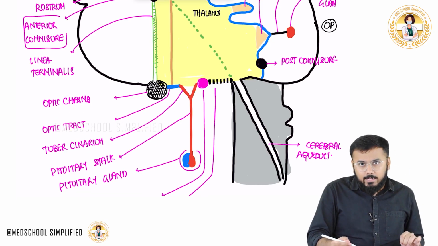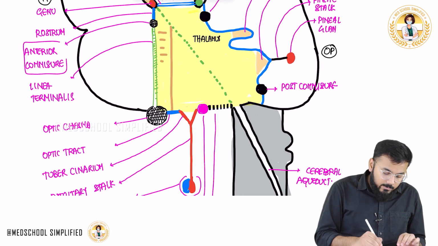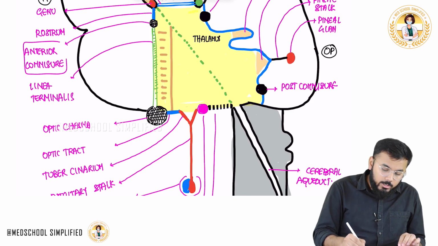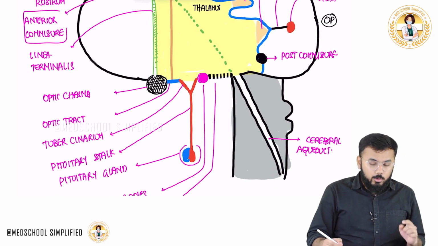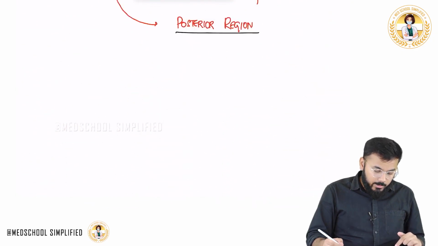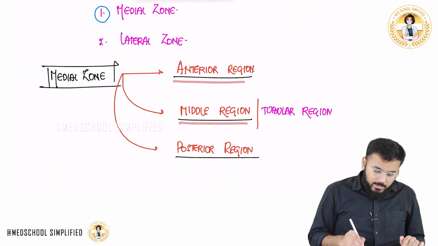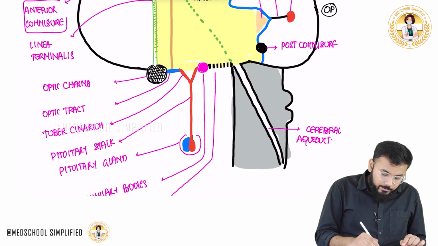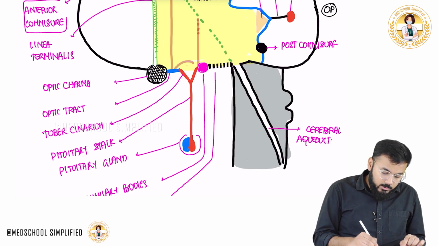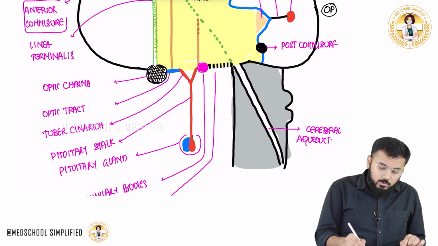So this is the anterior part. You see this entire part which is located above your optic chiasma is called the anterior part. Then where is the middle part? I have told you anterior part, middle part and posterior part. So where is the middle region? Middle region is located above your tuber cinereum. So this part is your tuber cinereum, right? Exactly here you have got your middle region.